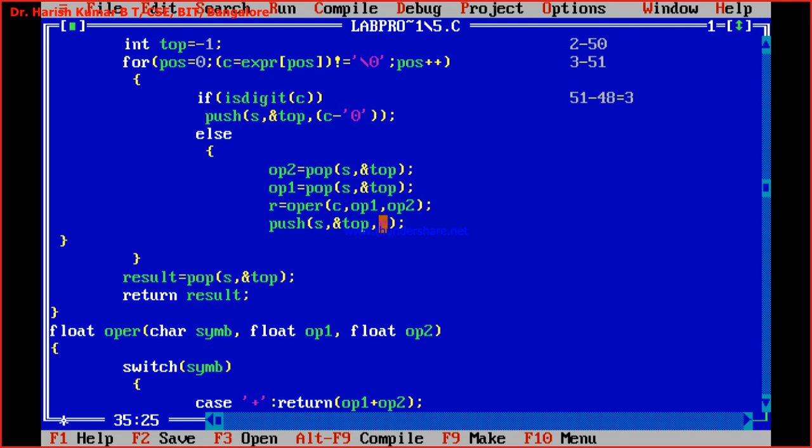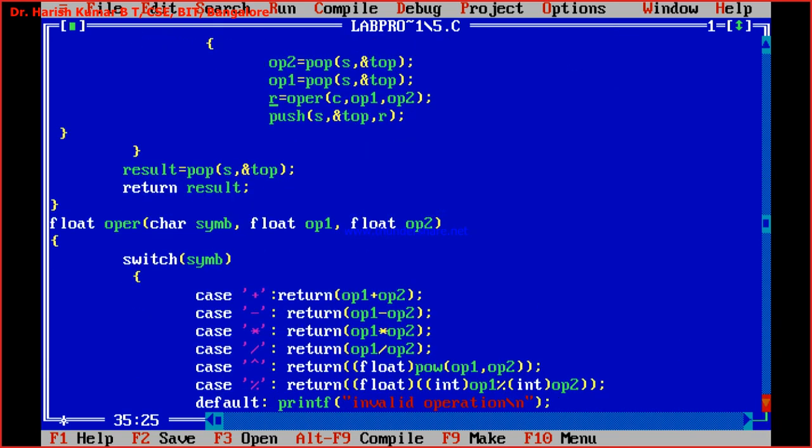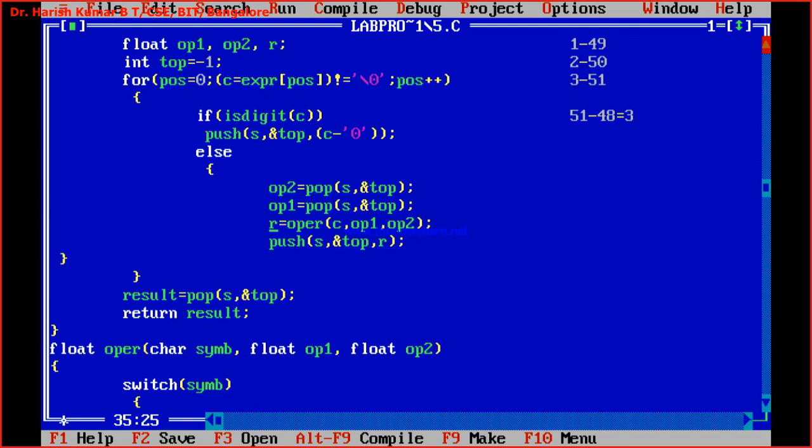Here you don't have to do R minus 0, because this result is already in the form of, sorry, floating point. All results are floating point values, and they get pushed onto the stack. You repeat this process until you finish scanning all the tokens or symbols from the given postfix expression.